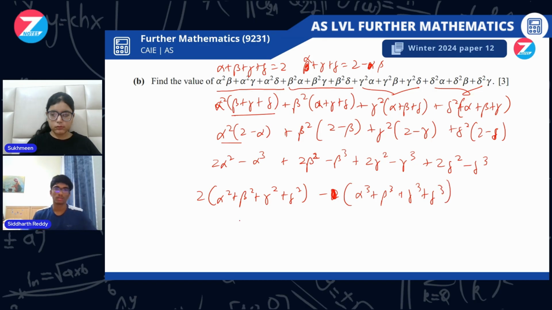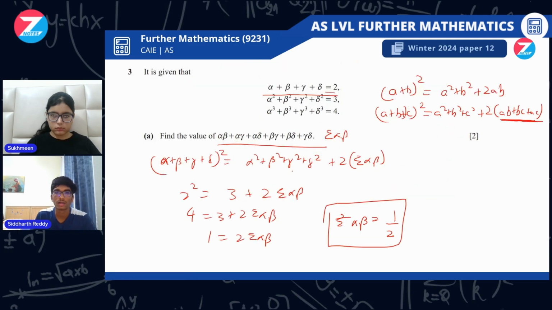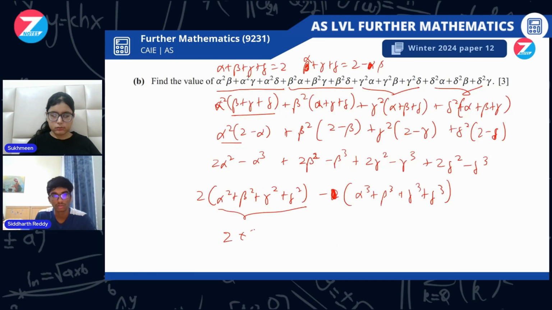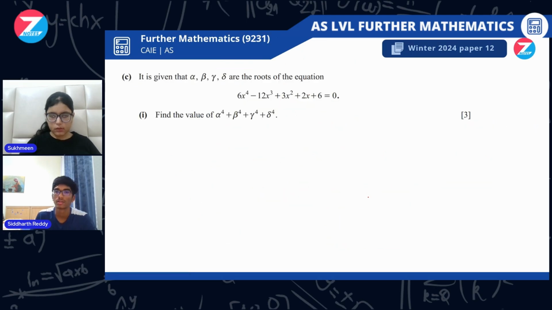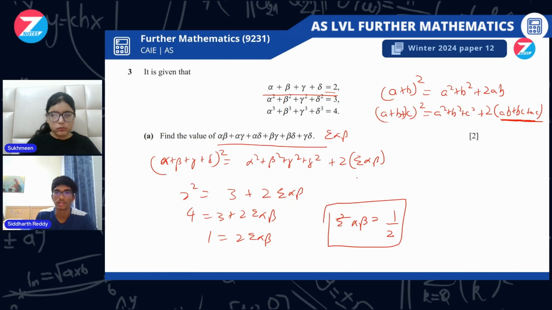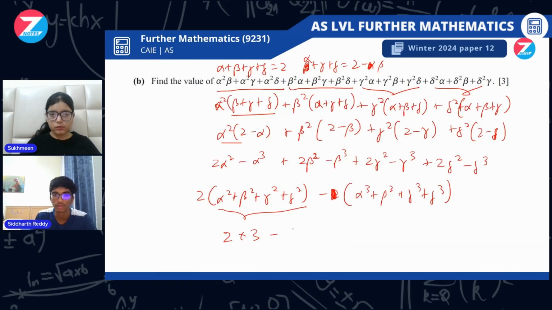Okay, so if we go back, we can just check these values. The sum of the squares was 3, so that's 2 into 3 minus, and the sum of the cubes was 4. So 6 minus 4 should be 2. So this is the answer.